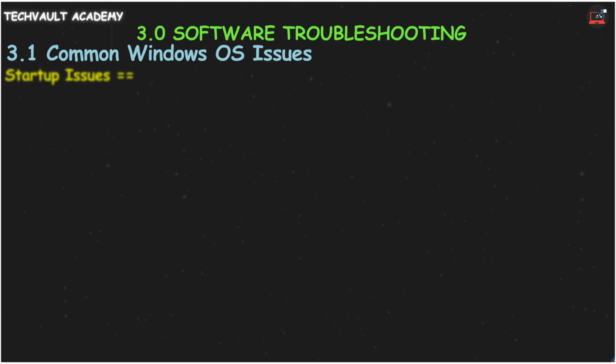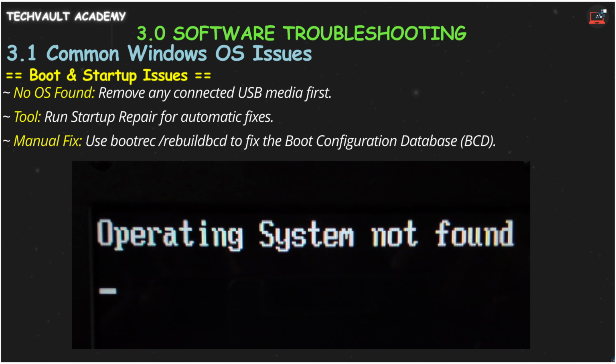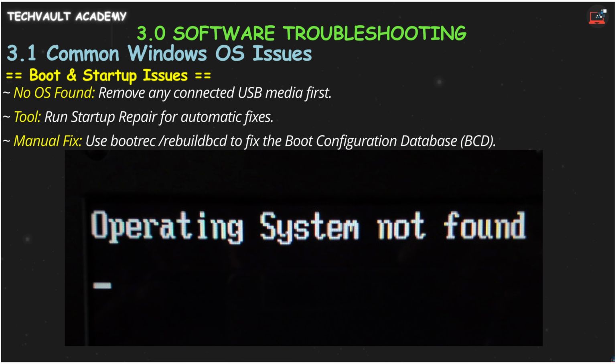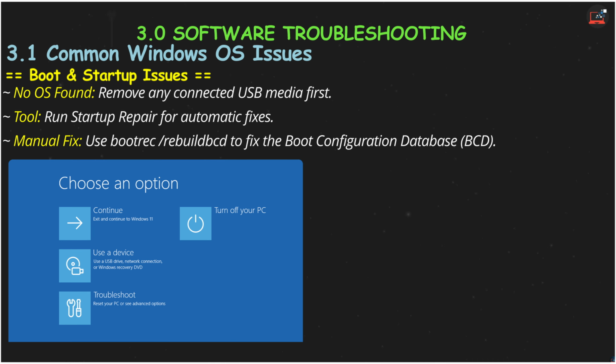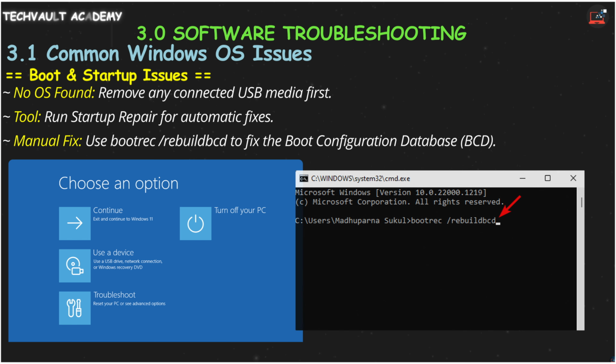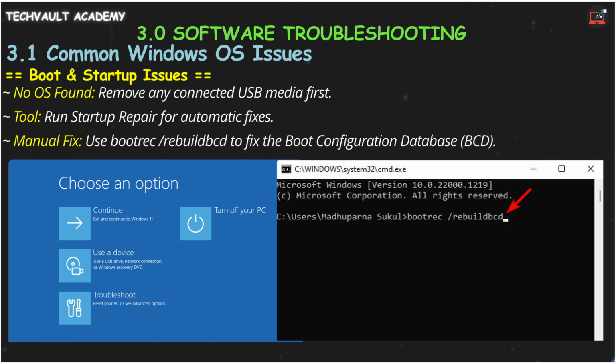Then we have boot issues, where the computer says operating system not found. The first thing to check is if a bootable USB drive was left plugged in. If not, the Windows Startup Repair tool can fix most common issues automatically. For more advanced problems, you may need to use the recovery console and run the command bootrec /rebuildbcd to manually rebuild the boot configuration database.